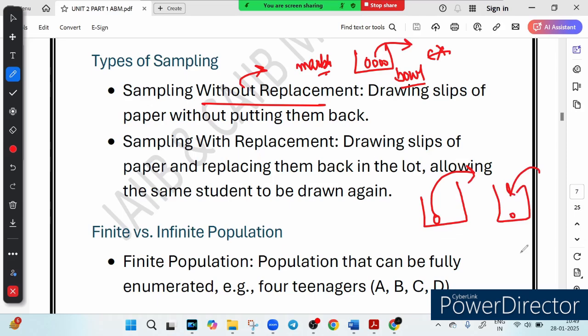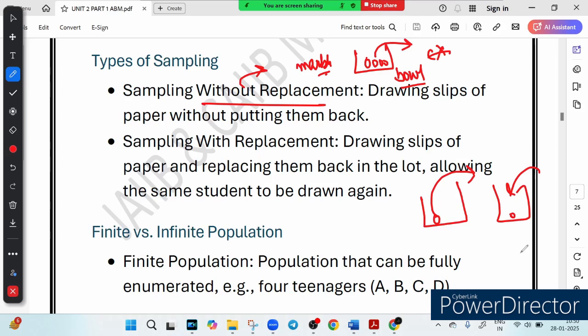So I have done two things. First of all, drawn it and again put it, right? So it means that the same marble can be picked multiple times, isn't it? Suppose the next time you draw, the same marble can be picked. It is possible that you pick the same marble. So it is like giving every marble a second chance, isn't it?